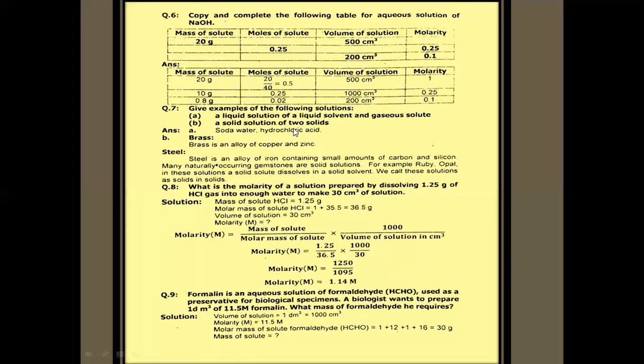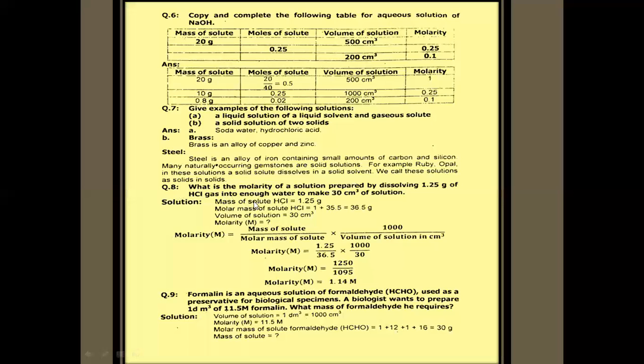Second, a solid solution of two solids. Brass is an alloy of copper and zinc. Steel is an alloy of iron, which contains a small amount of silicon and carbon. Gemstones, I told you, ruby, opal, are also examples of solid in solid.